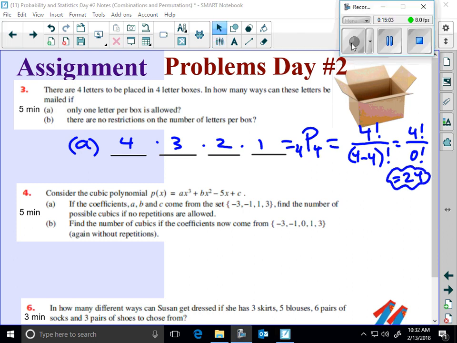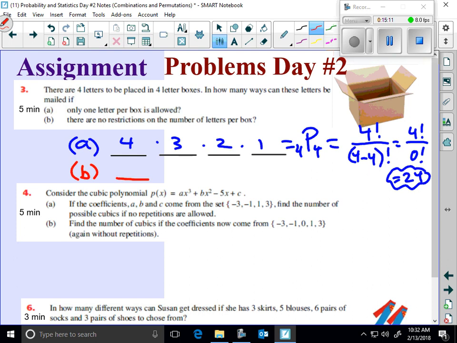All right, part B. There is no restriction on the number of letters per box. So how many could I put in the first box? How many could I put in the second box? How many in the third? That's 4 to the fourth, which is 256 different ways. Because 4 to the fourth is 16 to the second.